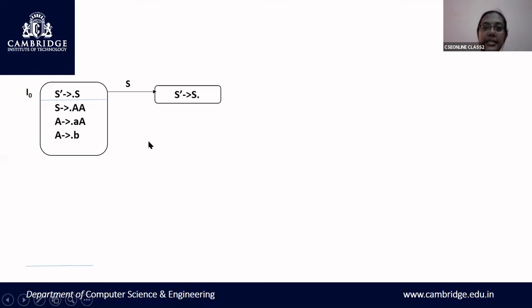That is S dash derives S dot. So here dot is moved to the rightmost side. It means that this is the reduction state or the final state. Okay. Next, considering the next production.